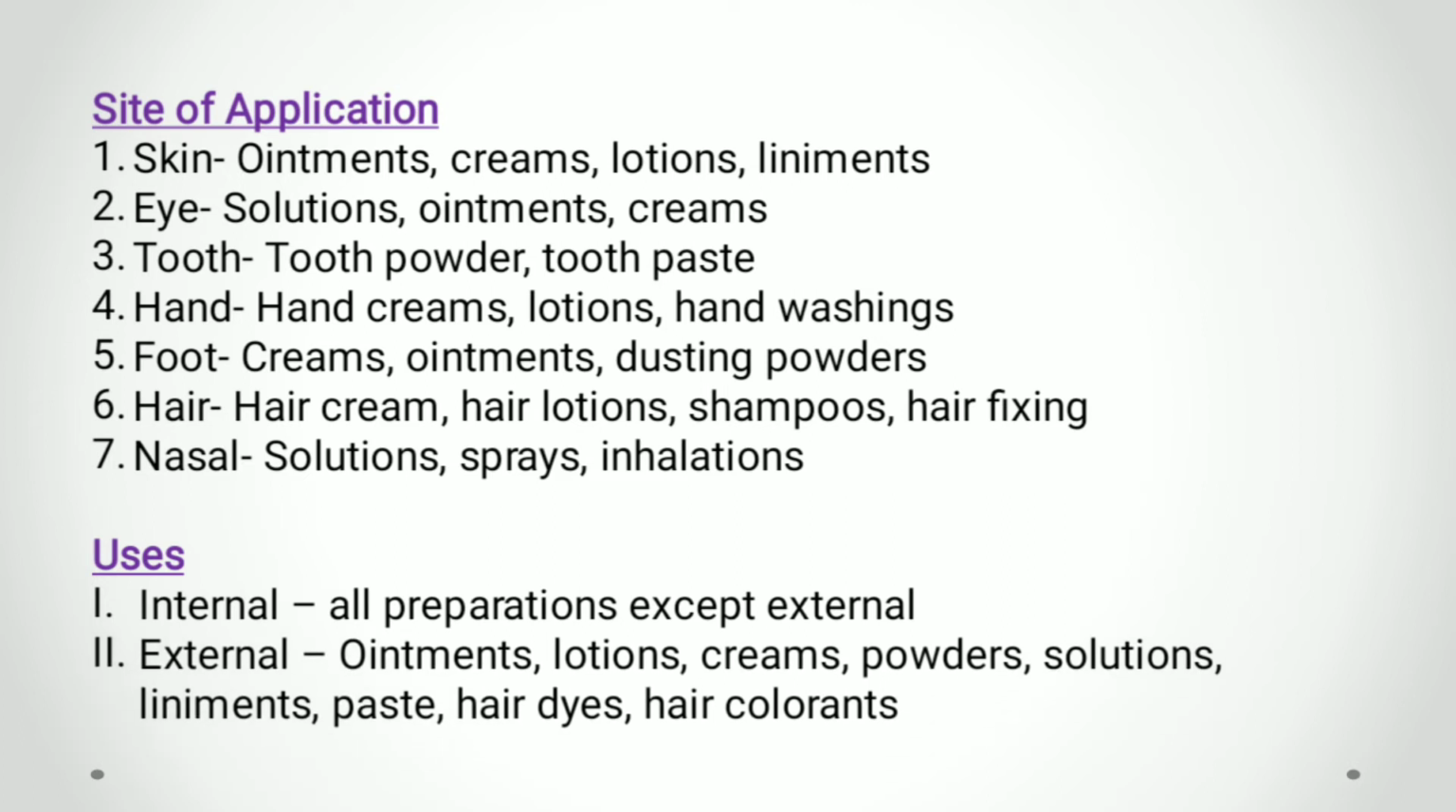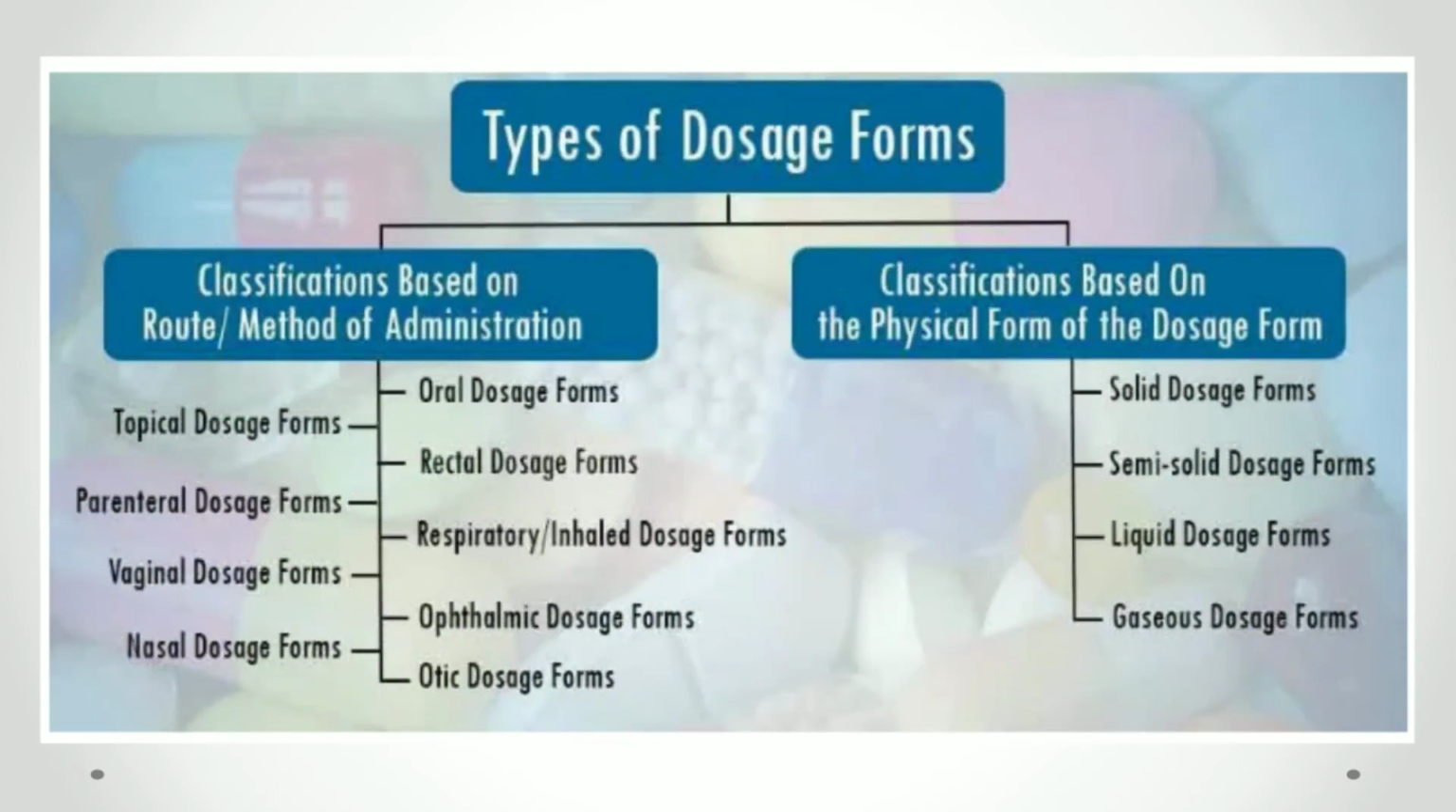So external includes like that of ointments, creams, lotions, powders, solutions, liniments, paste, hair dye, hair colors, etc. So the preparations which are to be applied externally. Okay. So this is again the second classification based on use, that is internal as well as external. Then the next one, that is the classification which is based on route of administration, and the last one based on physical form of the dosage form.